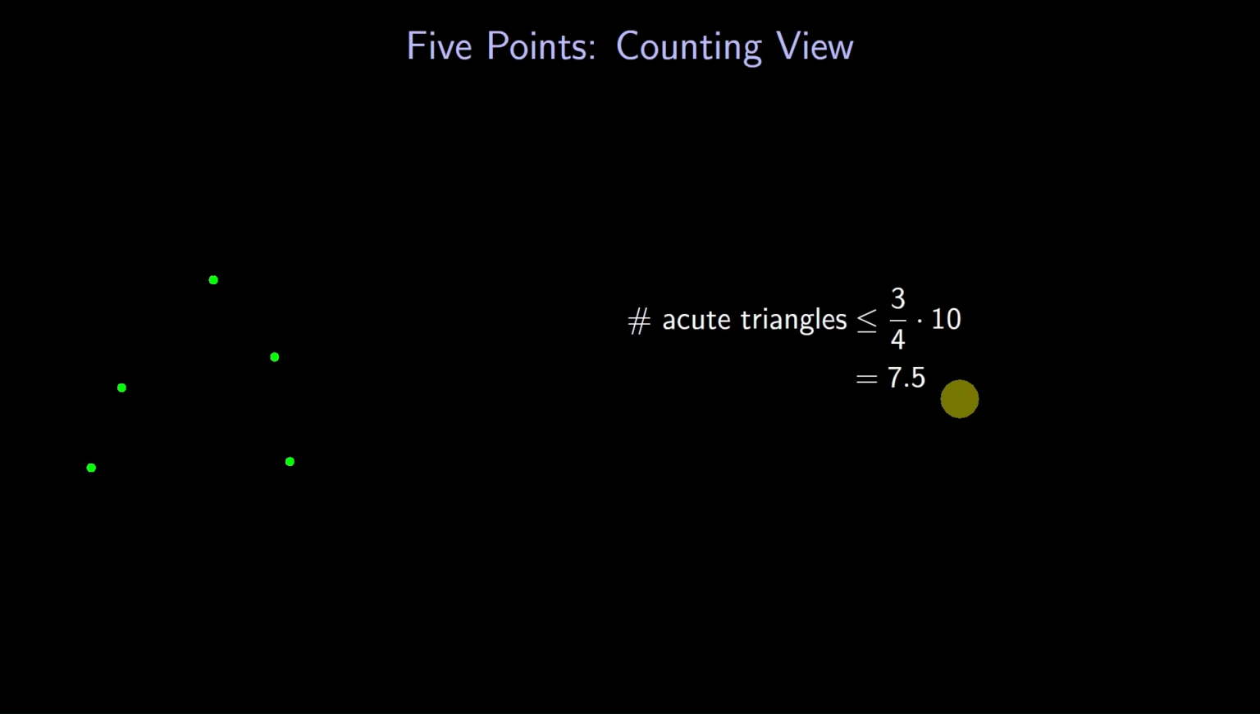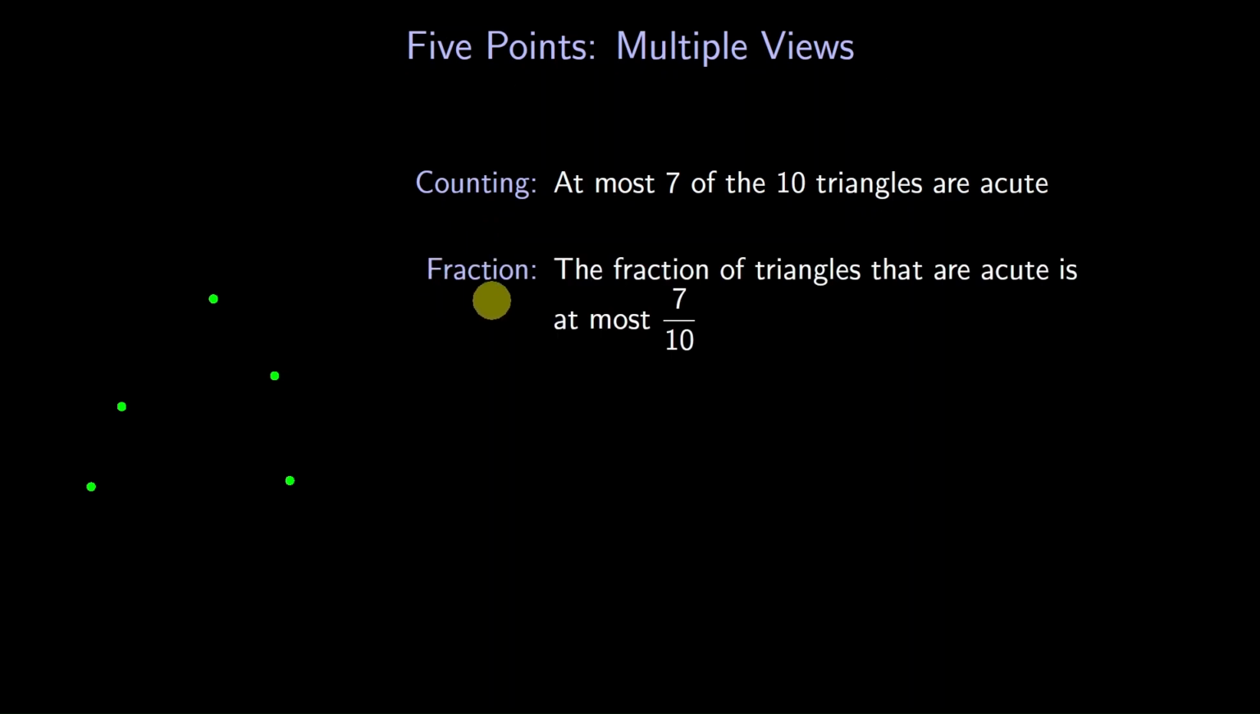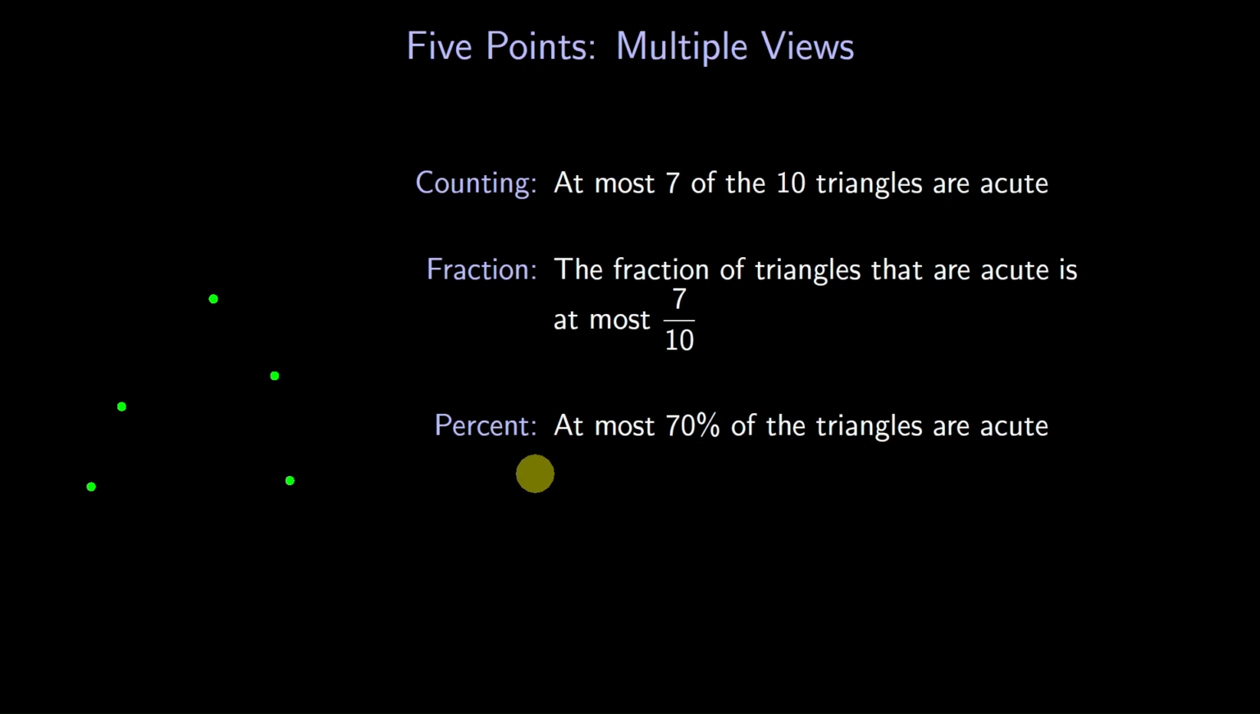But we can't have half a triangle, so what's a better bound on the number of acute triangles? It's at most 7. The counting view has given us a free improvement from 7.5 to 7. Next, let's translate that bound back to the other views. We know that at most 7 of the 10 triangles are acute. So what does that say about the fraction of acute triangles? It's at most 7/10. And what does that say about the percent of acute triangles? It's at most 70%. So what can we say about the probability of a random triangle being acute?